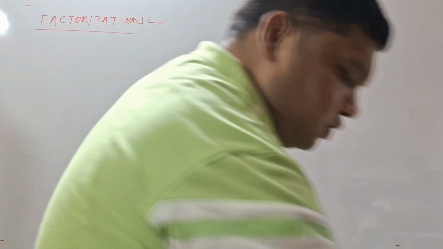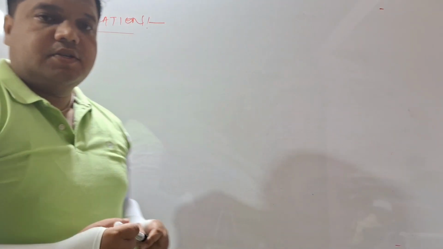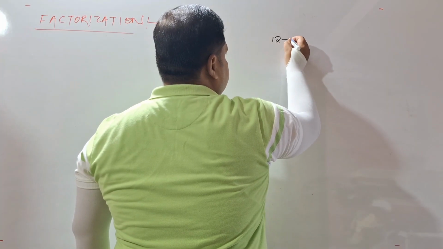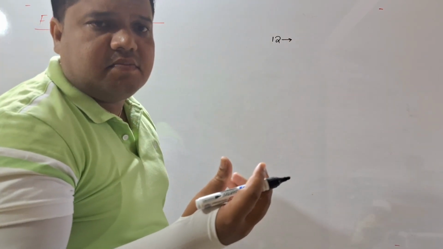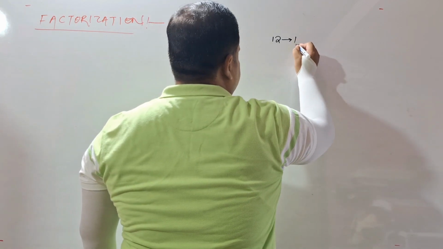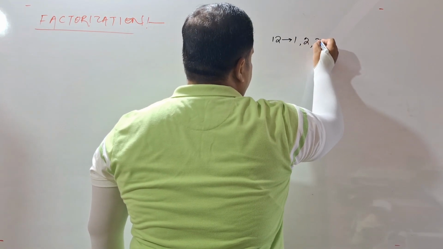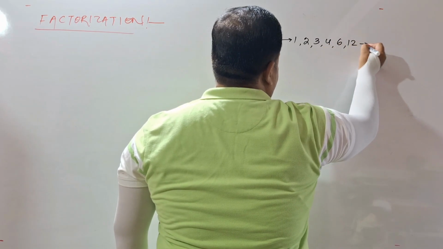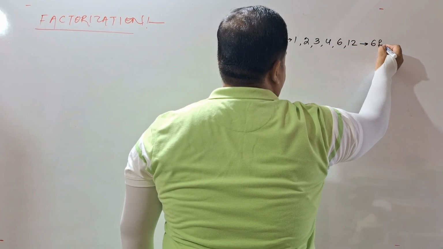Okay. So what do you mean by factors? Suppose the number is 12. How many factors does 12 have? For a 2-digit or 3-digit number, you can find the number of factors manually. So for 12, the factors are 1, 2, 3, 4, 6 and 12. So in total there are 6 factors.